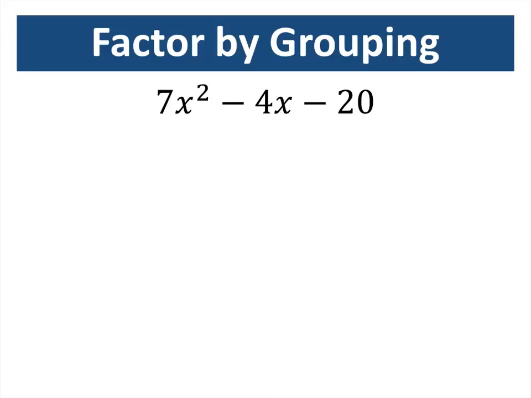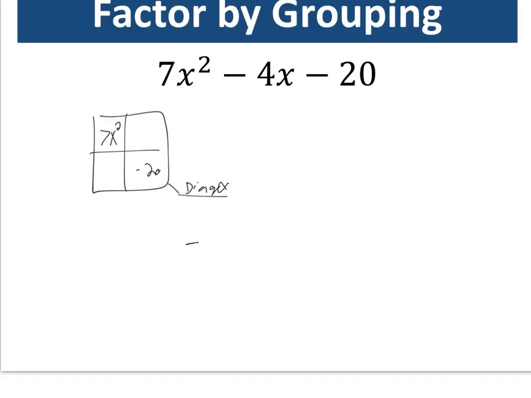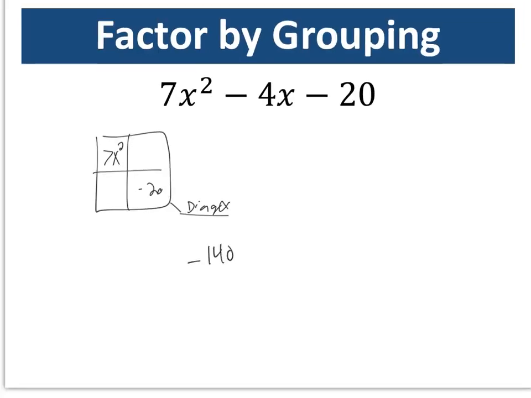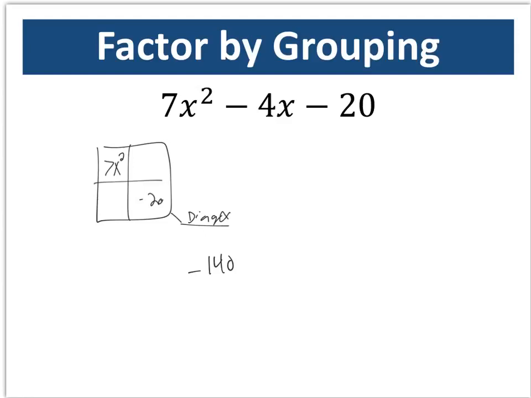So again, if I were to do the box method, and we're not going to actually do it all the way, we're looking for something. The diagonal multiplication is going to be 7 times negative 20. 7 times negative 20 happens to be negative 140, which is a really large number. This is just prep work for me. If I'm looking for negative 140, I'm thinking negative 140x squared, and I'm thinking to myself things that add up to 4.